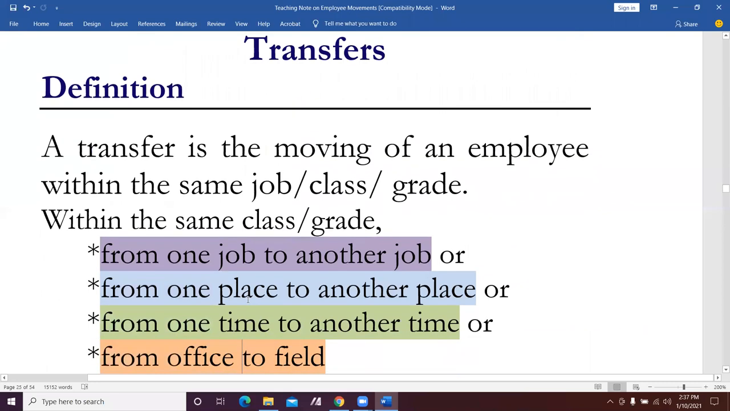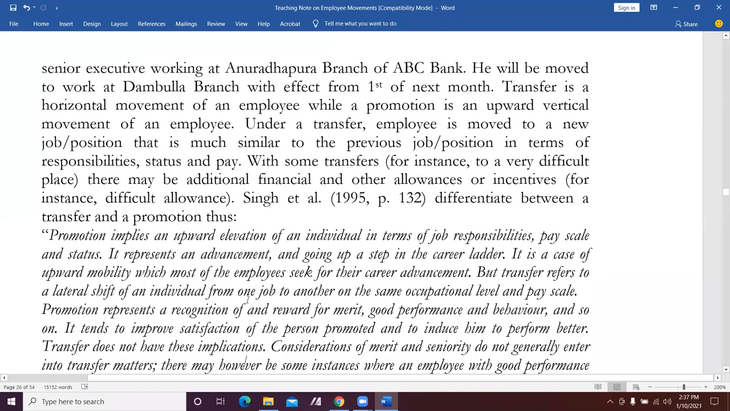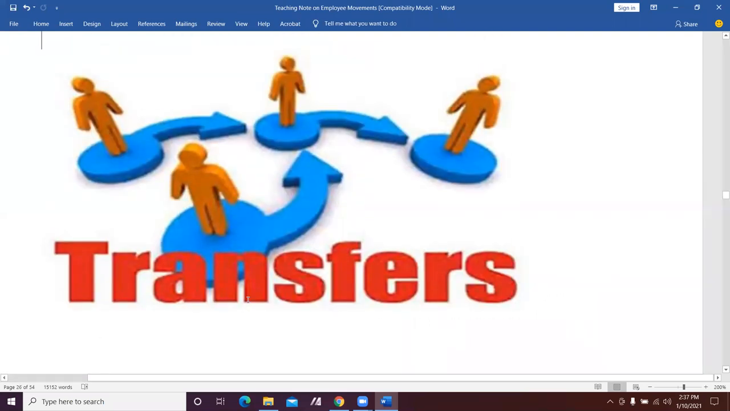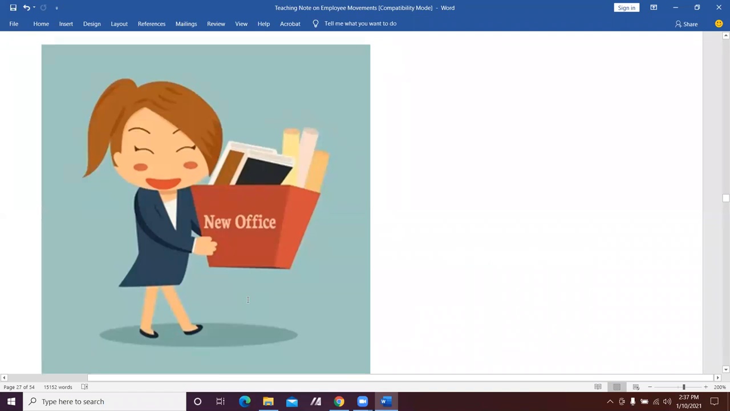Okay, now transfers. That is not an upward movement. It is a horizontal movement from one job to another job, or one place to another place, or from one time to another time, or from office to field, or vice versa, from field to office. Because of a transfer, you may have a new office. Or you don't have a new office, same office, but from general clerk to specialized clerk. You were transferred from general clerk to specialized clerk within the same office. That is possible. You don't have a new office.